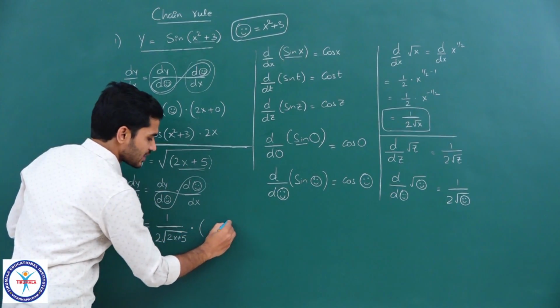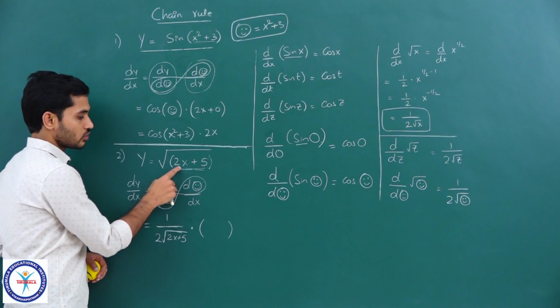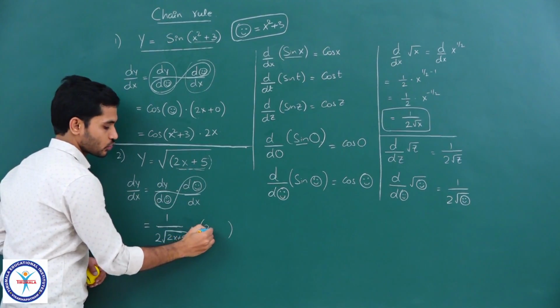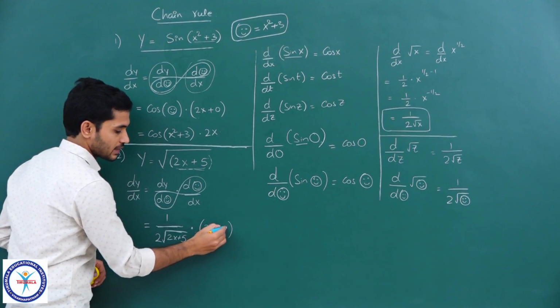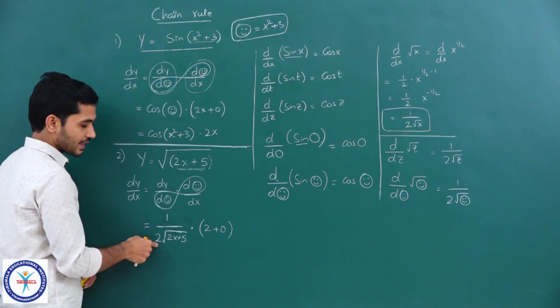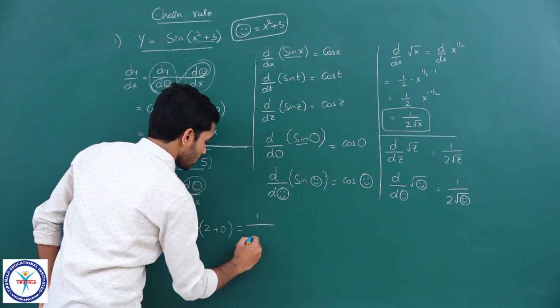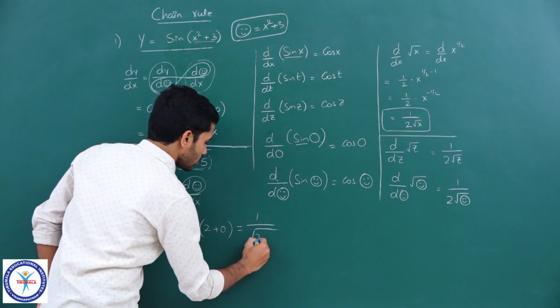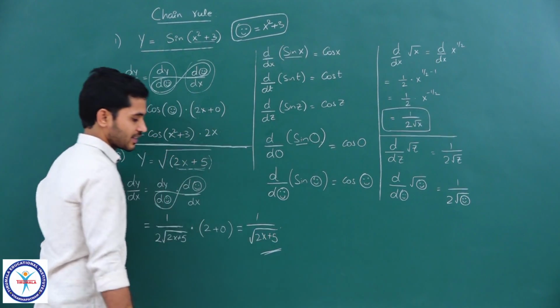I hope I can write the result directly. Now, you know how to differentiate 2x plus 5. Derivative of 2x is 2, derivative of 5 is 0. So, 2 plus 0. Here this will be 2, 2 and 2 will get cancelled, and the final result I would get is 1 by root over 2x plus 5. So, that should be the answer.